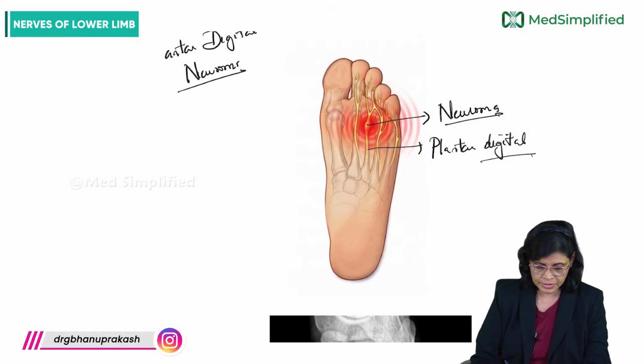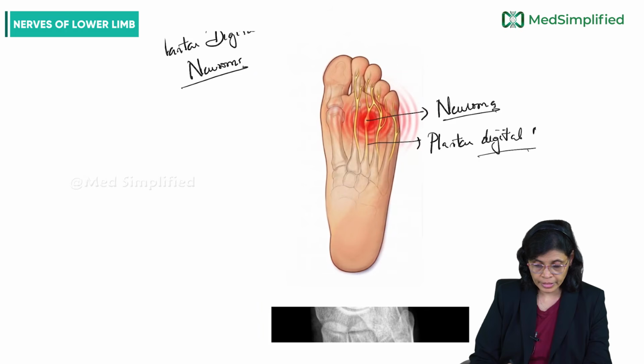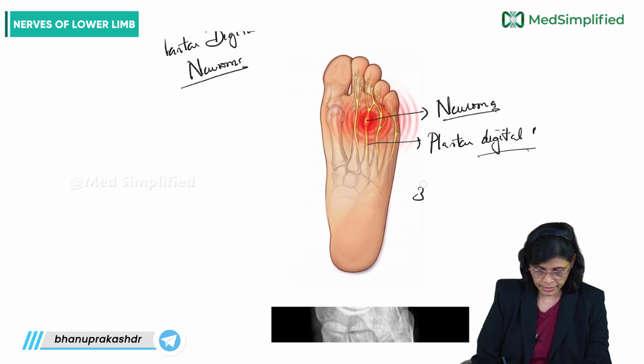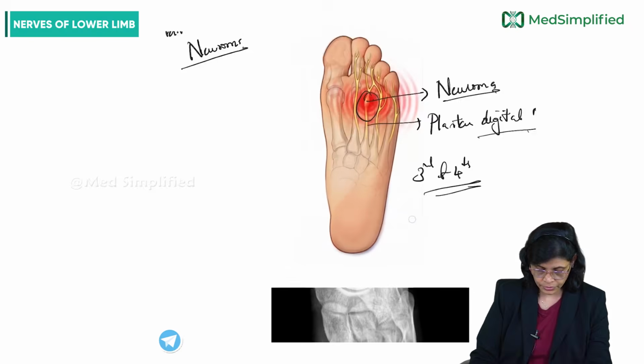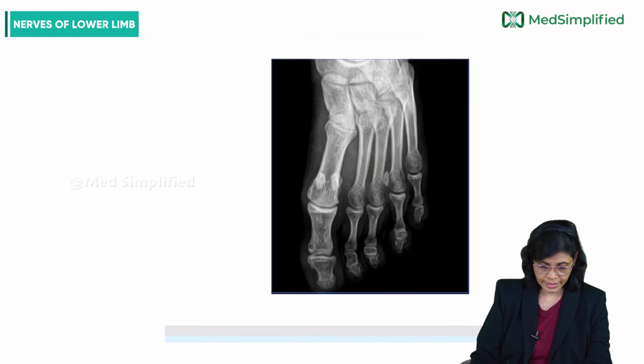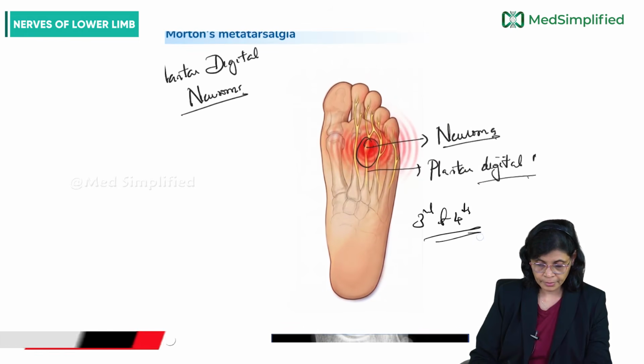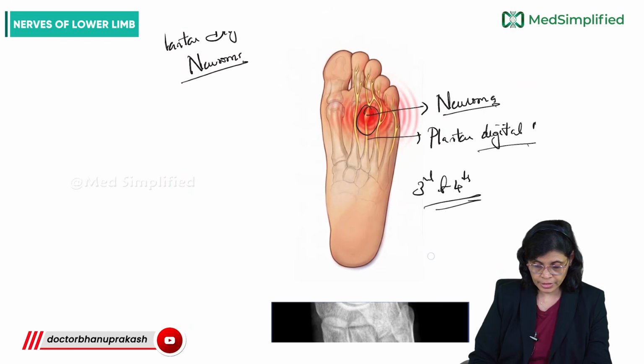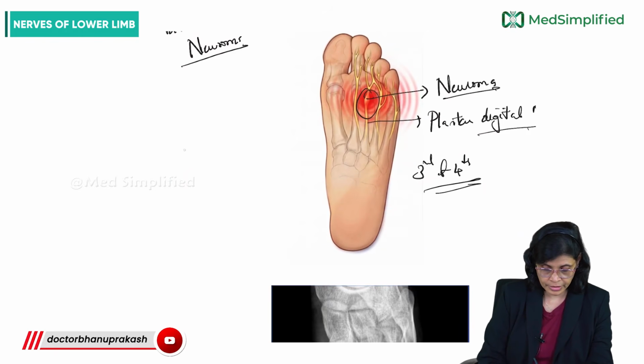Usually it happens just before the bifurcation of these digital nerves near the cleft. Most commonly, it affects the plantar digital nerve between the third and fourth metatarsal. So you can see here, third and fourth. That leads to what we call Morton's metatarsalgia. Clinically, it presents with pain, intermittent pain.